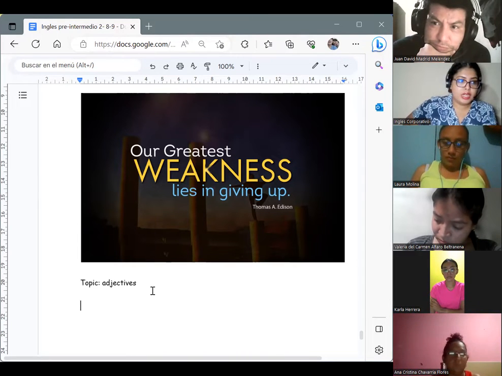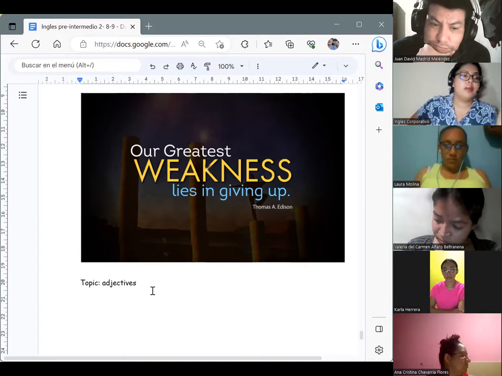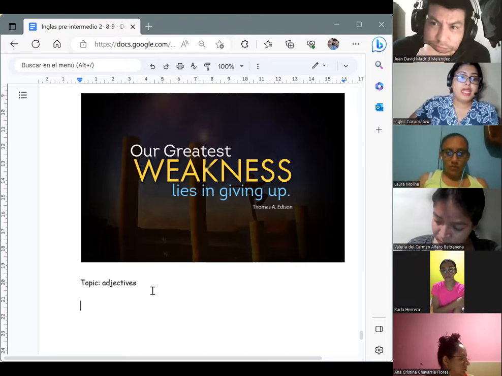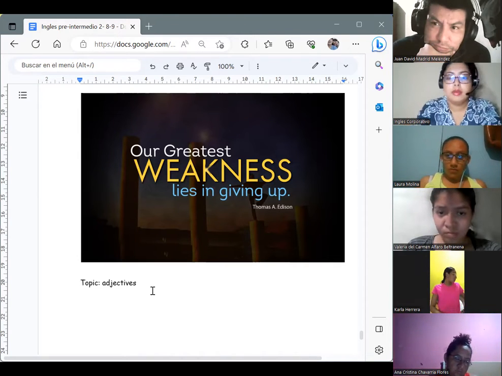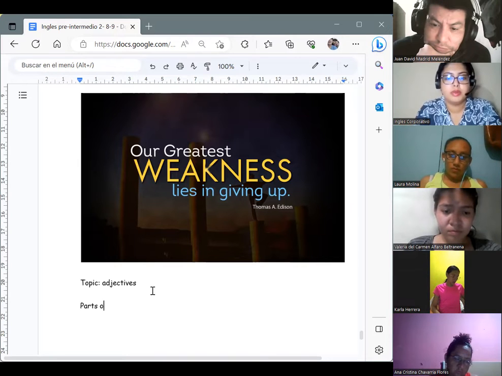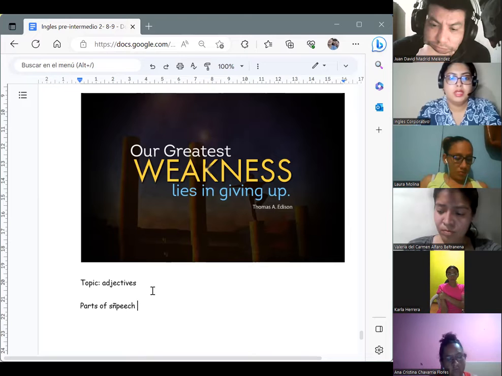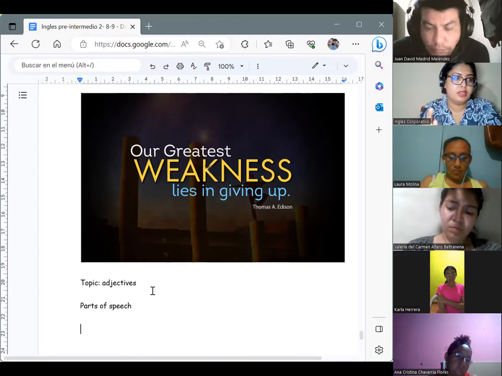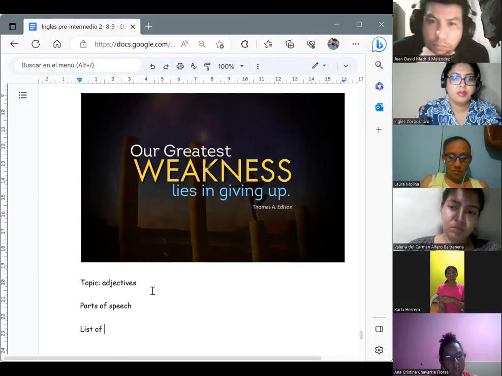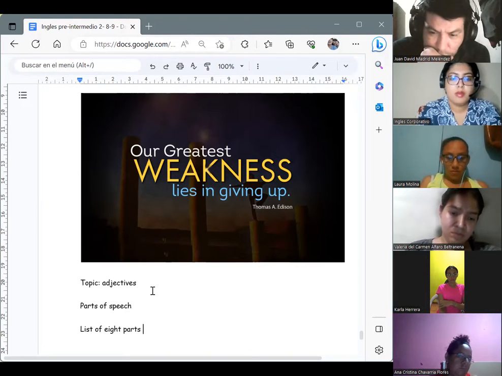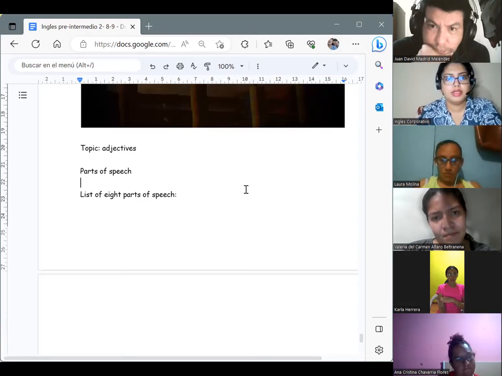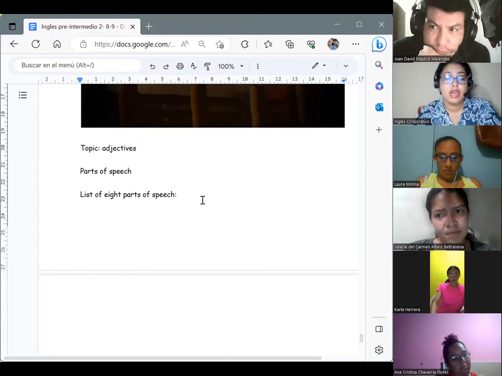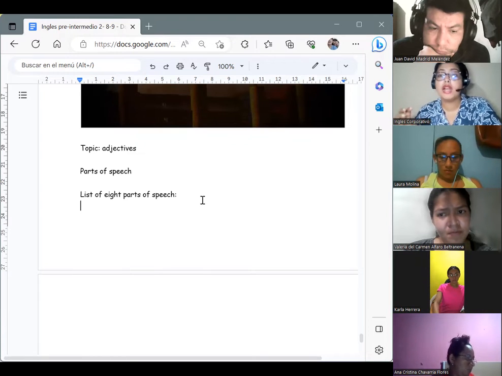¿Cómo se usan las palabras? Casi todas las oraciones, ¿verdad?, están compuestas por las partes del discurso. Estas dependen en cómo se utilizan en una oración. Y tenemos 8 partes. But we are going to write here the parts of speech. And we have a list of 8 parts. So in this case, we're going to see different elements that we already studied, but we're going to make a group of these words.